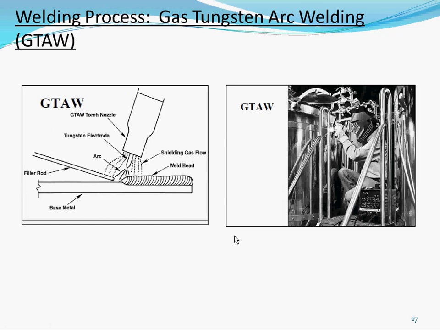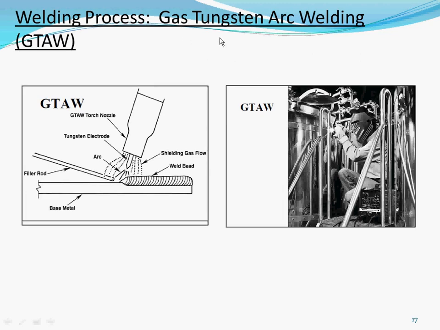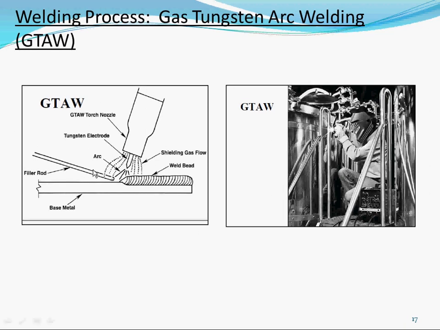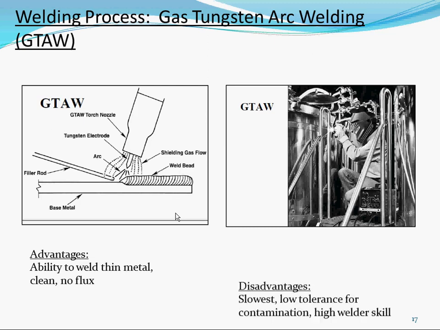One last one. This one isn't used much for structural steel welding, but a lot for aluminum. It's called gas tungsten arc welding. This is the tungsten electrode. This one does not melt like your other ones, where you keep feeding through. So you have to put in a filler rod yourself, and this is what's melting. Very clean, very good for aluminum. You could weld very thin metal, no flux.